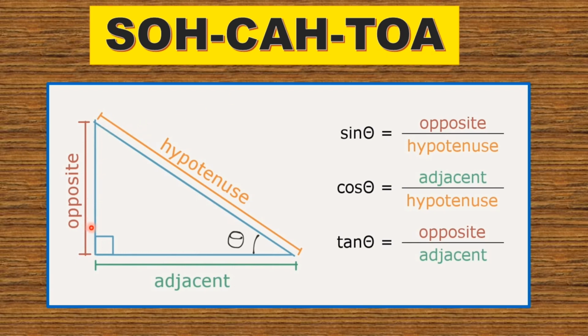So this is the right triangle. The side opposite the 90-degree angle is the hypotenuse. The hypotenuse is the longest side. This is the unknown angle. The side opposite an angle is called the opposite side, and the side next to an angle is the adjacent side.